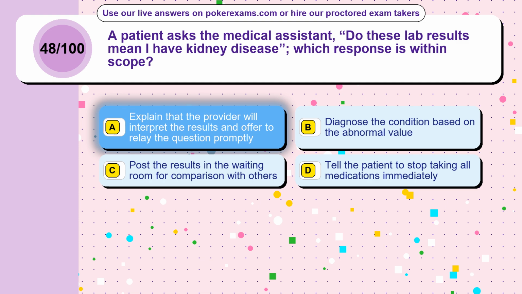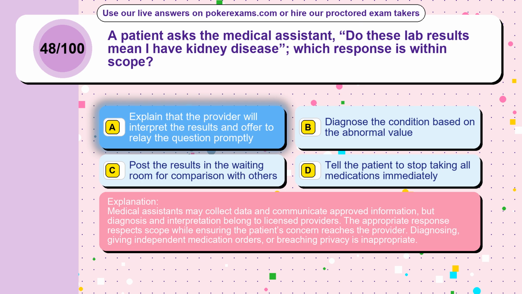Explain that the provider will interpret the results and offer to relay the question promptly. Medical assistants may collect data and communicate approved information, but diagnosis and interpretation belong to licensed providers. The appropriate response respects scope while ensuring the patient's concern reaches the provider. Diagnosing, giving independent medication orders, or breaching privacy is inappropriate.